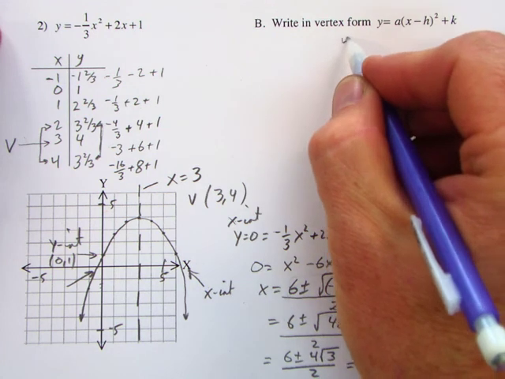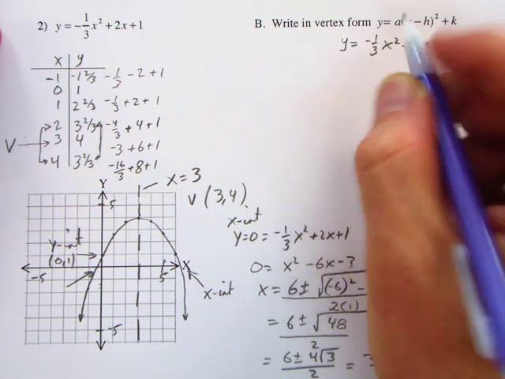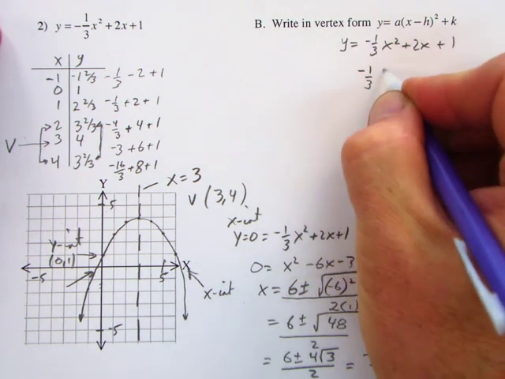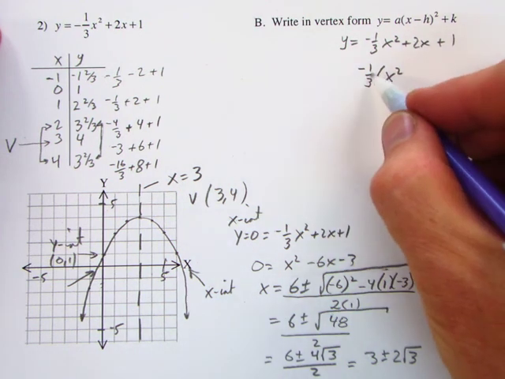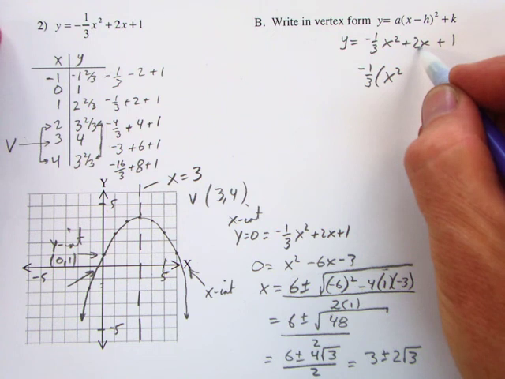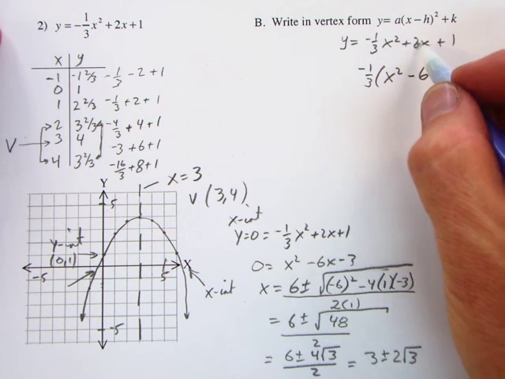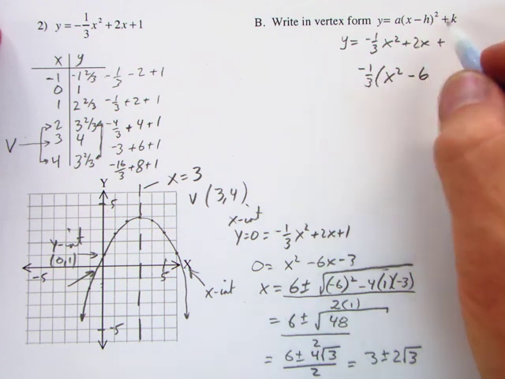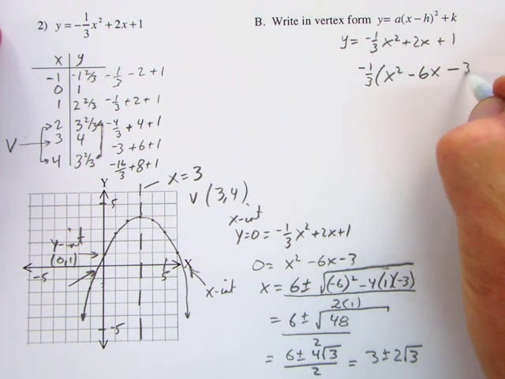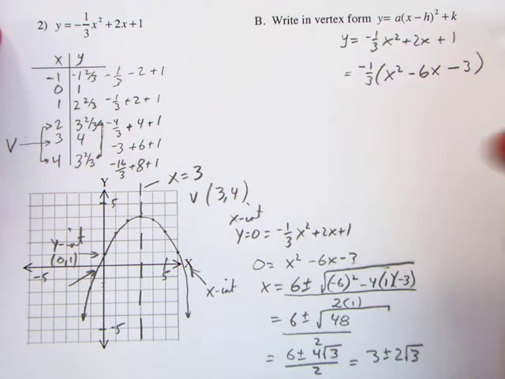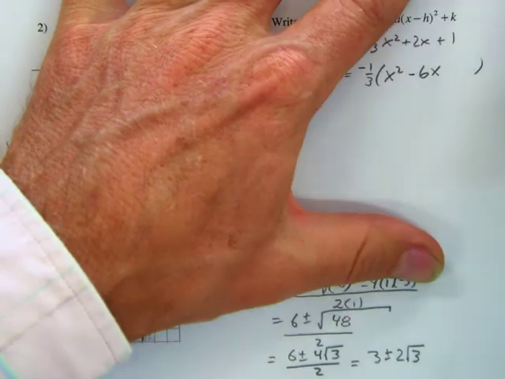So I'm going to factor out from this negative 1/3 x squared plus 2x plus 1. I'm going to factor out the negative 1/3. So negative 1/3 times x squared gives me negative 1/3 x squared. Negative 1/3 times what gives me 2? That would be times negative 6. Another way to do that is say 2 divided by negative 1/3, which is 2 times negative 3, gives us negative 6. And then there's an x, and then this would be negative 3. Oh, nope, I don't want that negative 3 there. I got a little carried away.